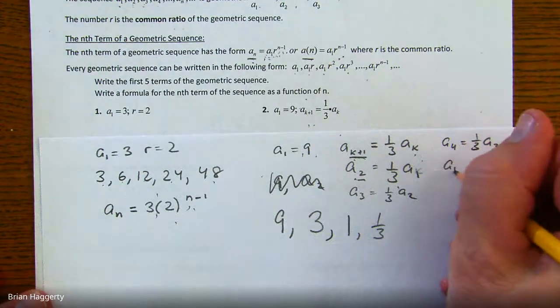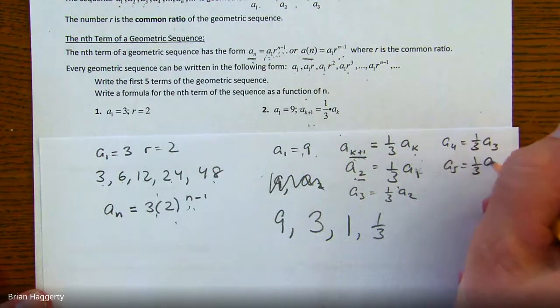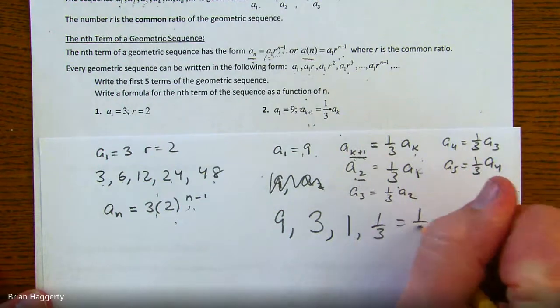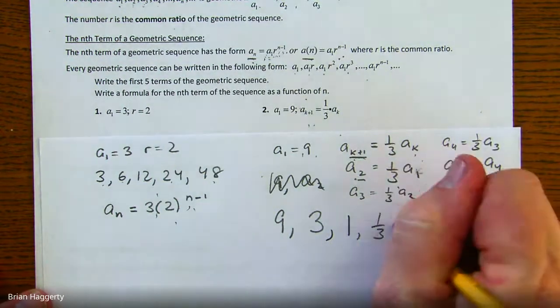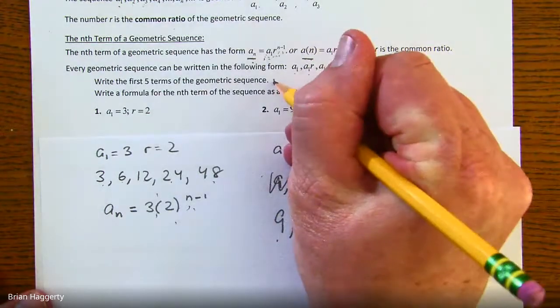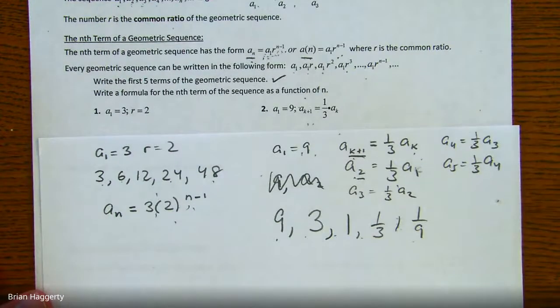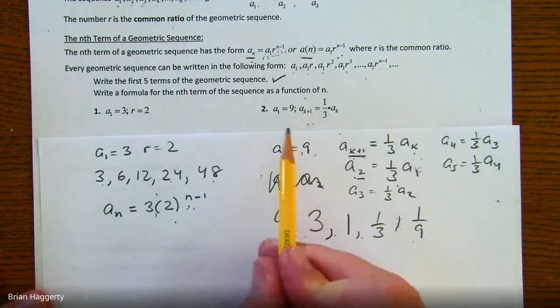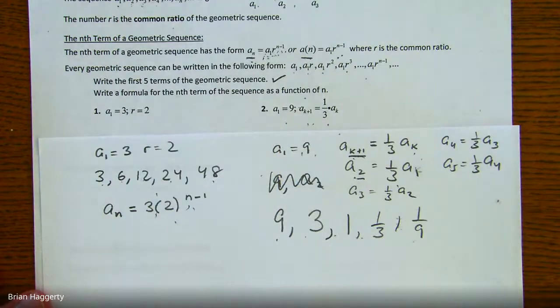In order to get A5, we have to take 1/3 of A4, which is 1/9. I think that's 5, right? 1, 2, 3, 4, 5. So those are our 5 terms. Okay, so that's part 1 of what they asked us to do. We wrote the first 5 terms based on that implicit, or recursive, formula. Now we want to write an explicit formula.